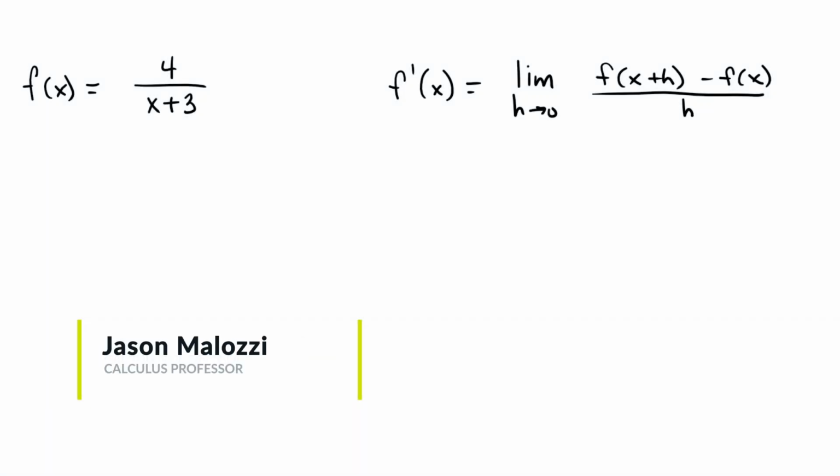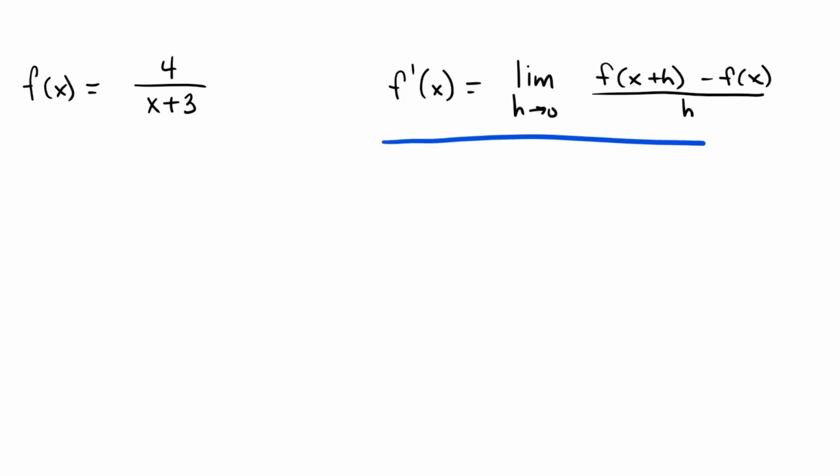Hello and welcome back. What we're going to do in this video is find the derivative of f of x equals 4 over x plus 3 by using the limit definition of the derivative, which is this expression right here. So as usual, what we do is we substitute 4 over x plus 3 into the limit expression, and then our goal is to simplify, meaning writing an equivalent expression so that h is no longer in the denominator because we want to be able to substitute 0 for h. Okay, so let's get started with this.